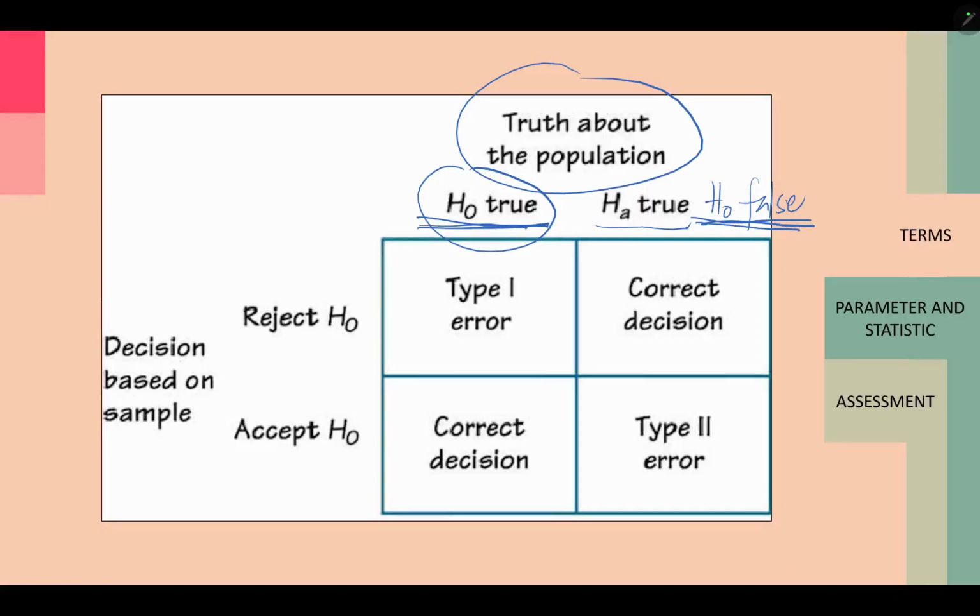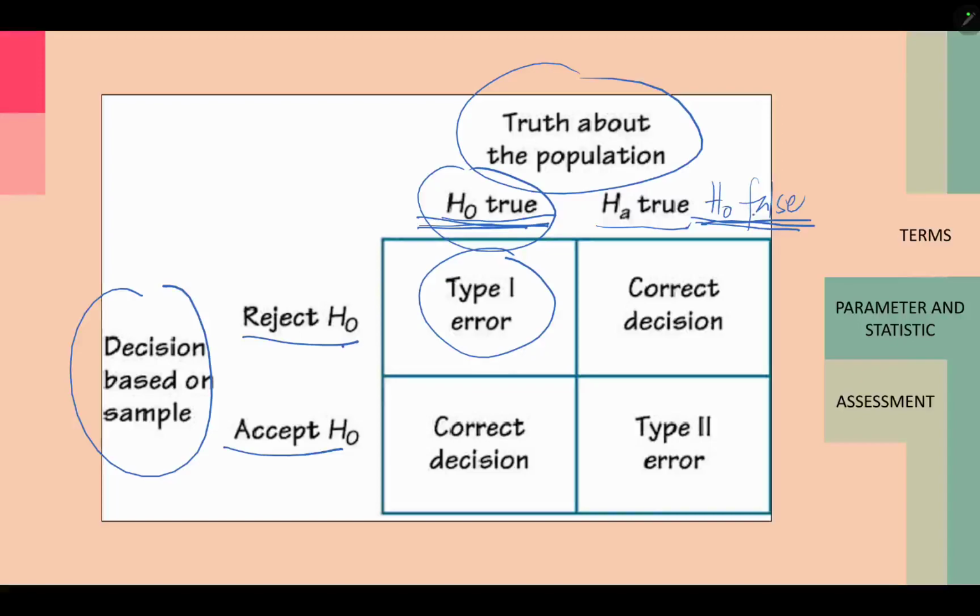So that's two. And then, after identifying the truth about this one, you now make your decision. You could either reject the HO or accept the HO. Okay. If you found out that the HO is true and you reject the HO, that's called a type 1 error. Okay? That's what we call a type 1 error.